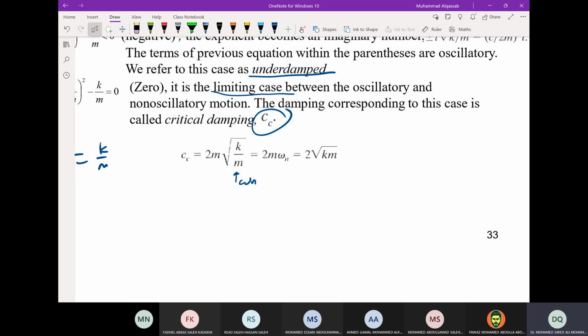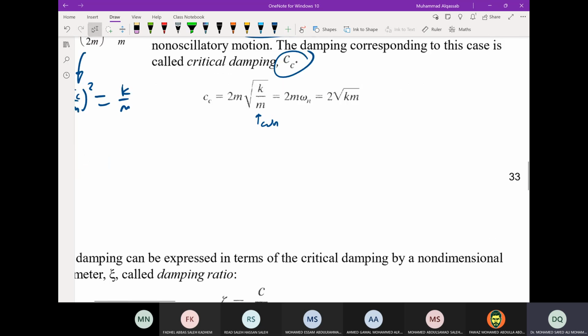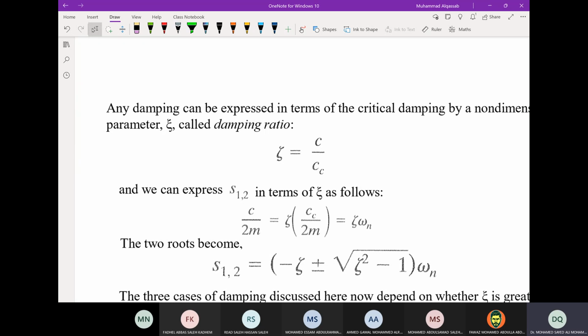Now to check whether the system you have is underdamped, overdamped, or critically damped, you compare with the system parameter, which is Cc. The way to compare is by taking the ratio, and it's called damping ratio or damping factor. This is called zeta, a Greek letter.